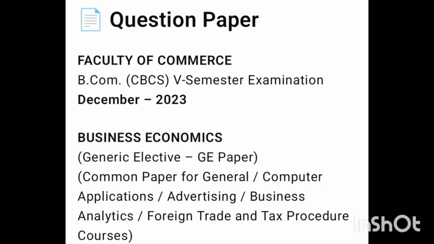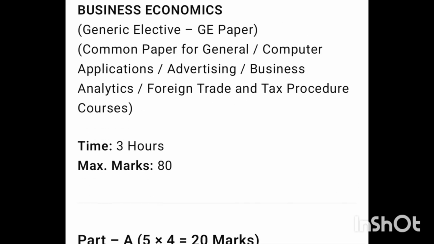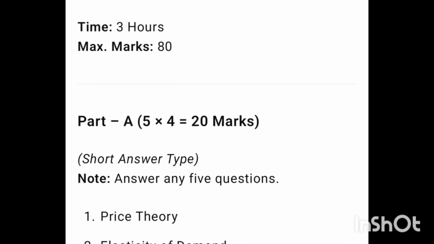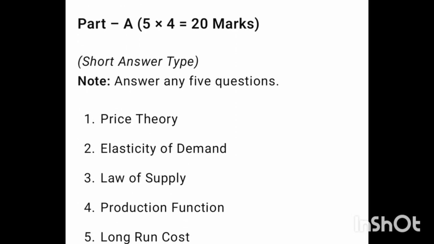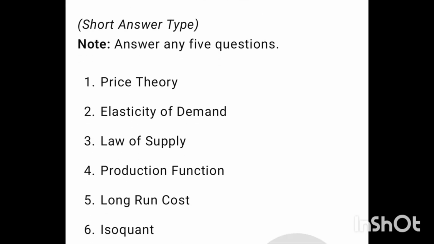Paper, Faculty of Commerce, BCom, CBCS V Semester Examination, December 2023. Business Economics, Generic Elective, question paper, common paper for General, Computer Applications, Advertising, Business Analytics, Foreign Trade and Tax Procedure courses. Time, 3 hours, max marks, 80. Part A, 5 into 4, 20 marks, short answer type. Note, answer any 5 questions.